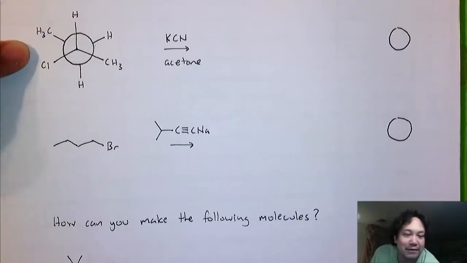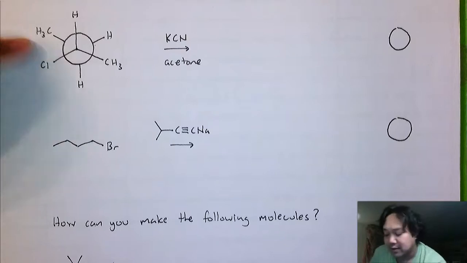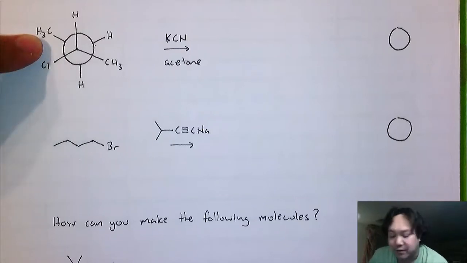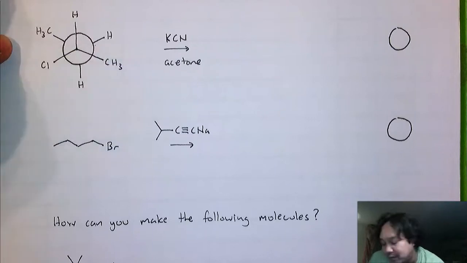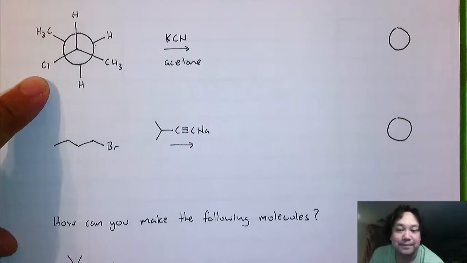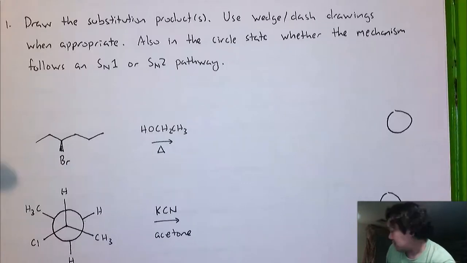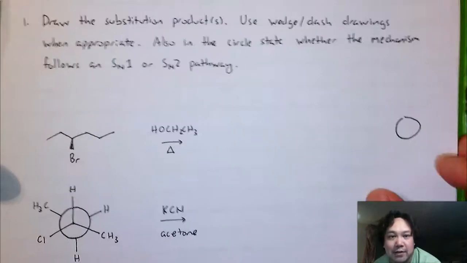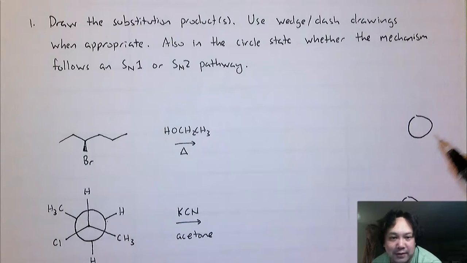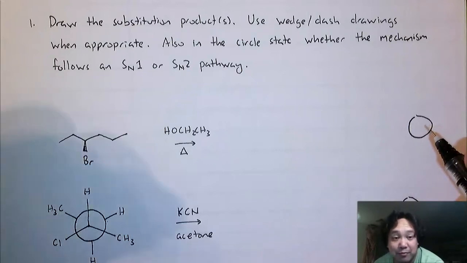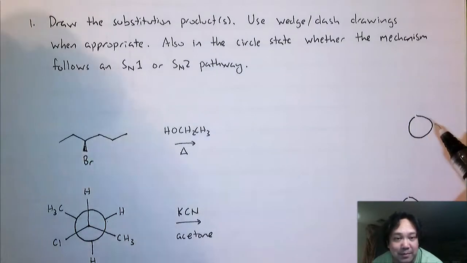Very interesting. We have a Newman projection. I don't think many of us were expecting that. Okay, in the substitution problem, but it's a halide, alkyl halide. Let's read the directions together. Draw the substitution products. So it could be plural. Use wedge dash drawings when appropriate. So we are worried about stereochemistry.